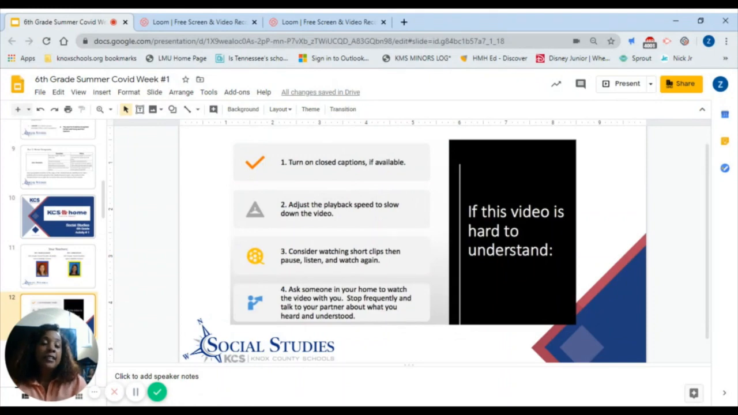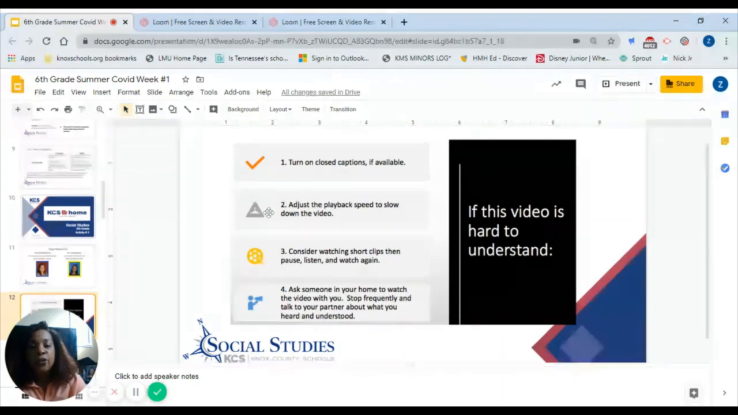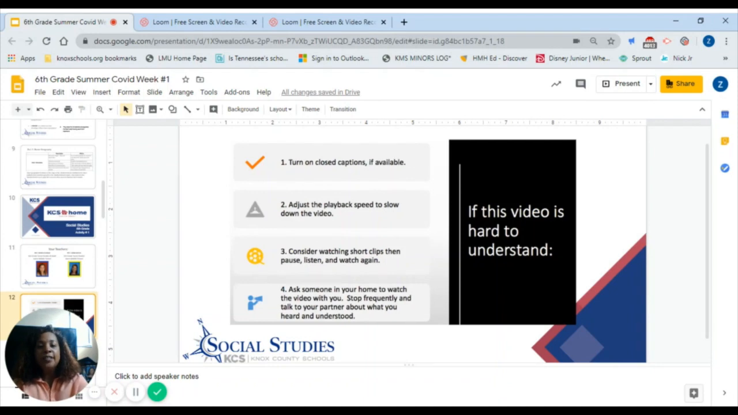Before we dig a little deeper, let's consider these 4 components. If this video is hard to understand, 1, turn on closed caption if available. You may need to go to the settings. 2, adjust the playback speed to slow down the video. 3, consider watching short clips, then pause, listen, and watch again. 4, ask someone in your home to watch the video with you. Stop frequently and talk to your partner about what you heard and understood.